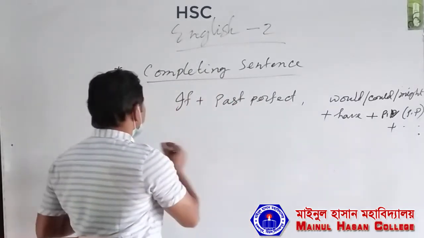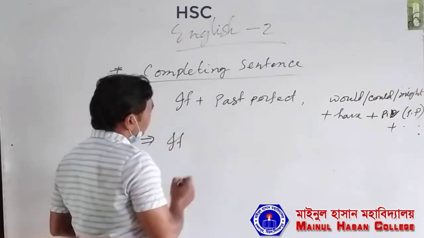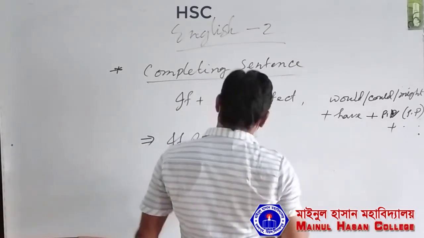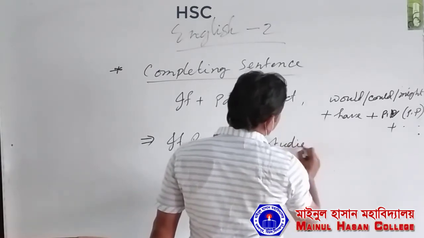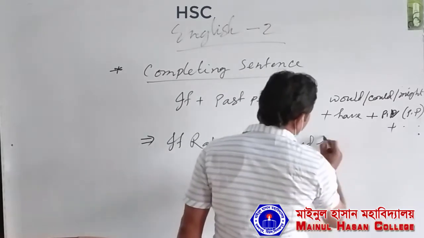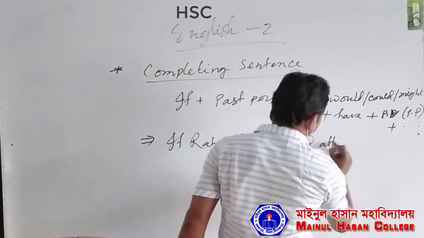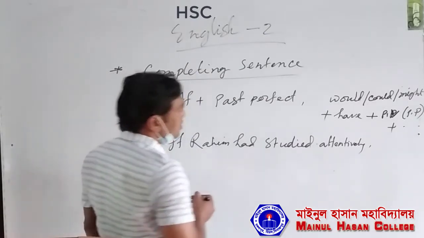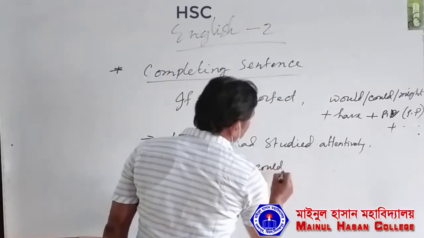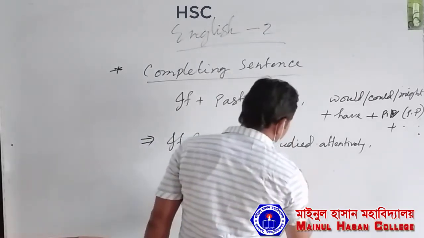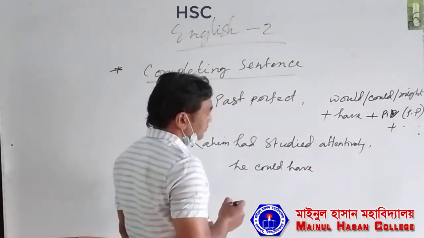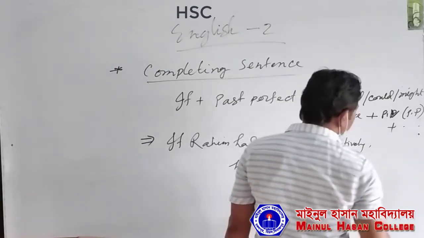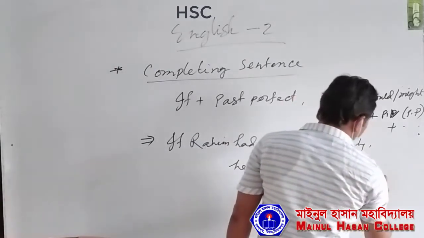For example: if Rohim had studied, past perfect had with the past participle, studied attentively or heard attentively. The next: he could, would or might with have. That means he could have made, scored, earned, obtained, any one of the four, made a good result.